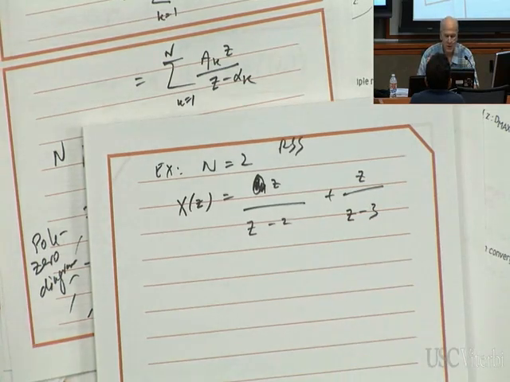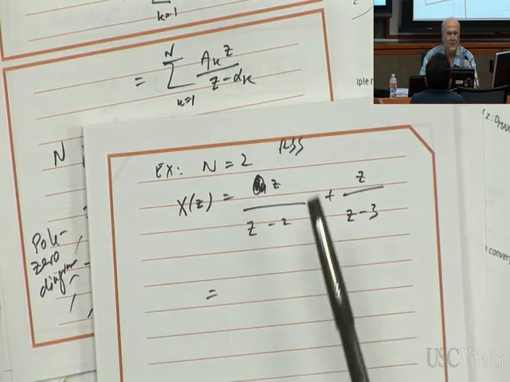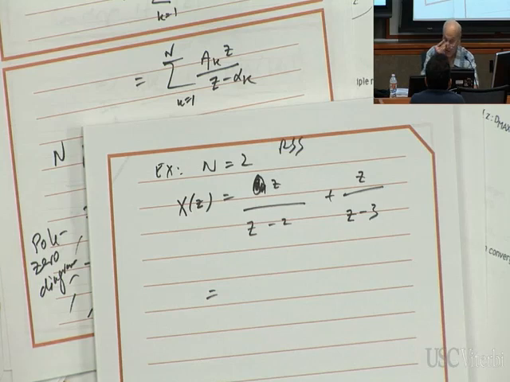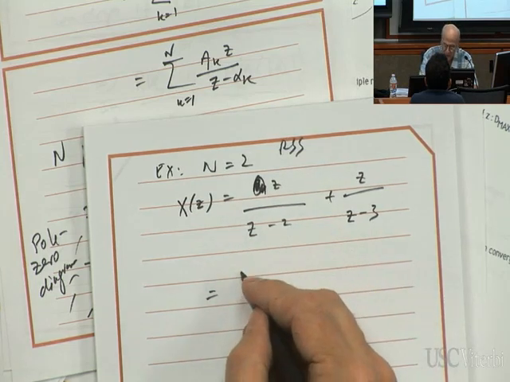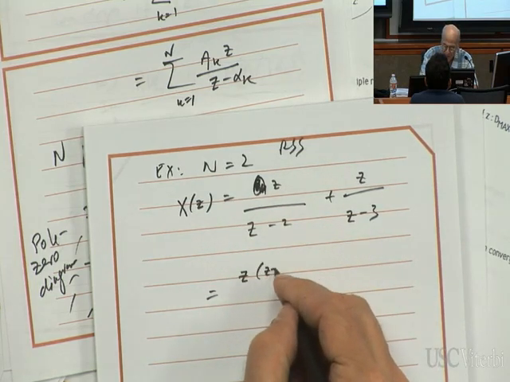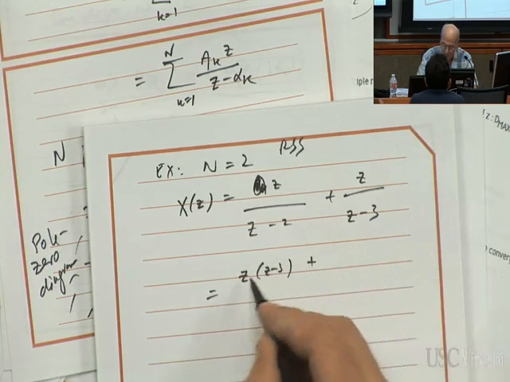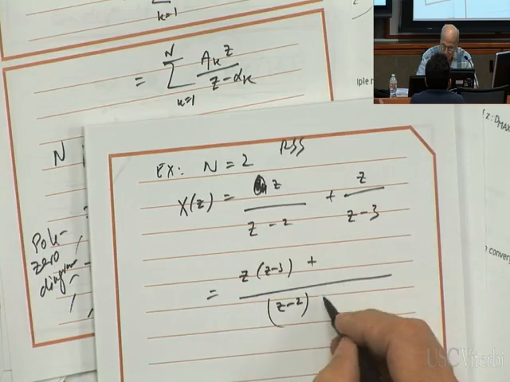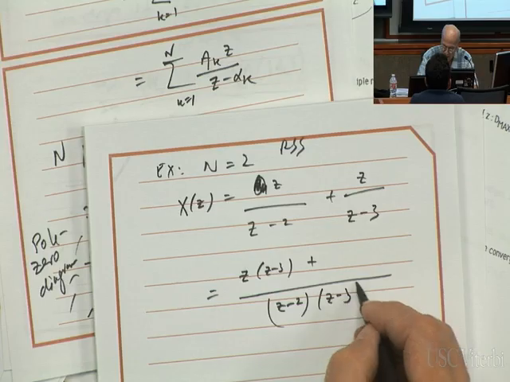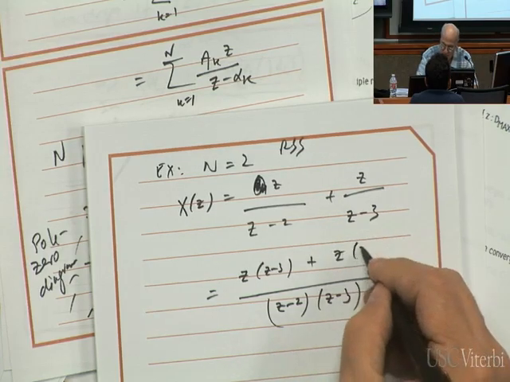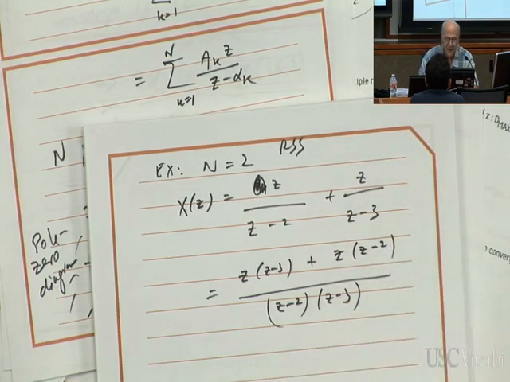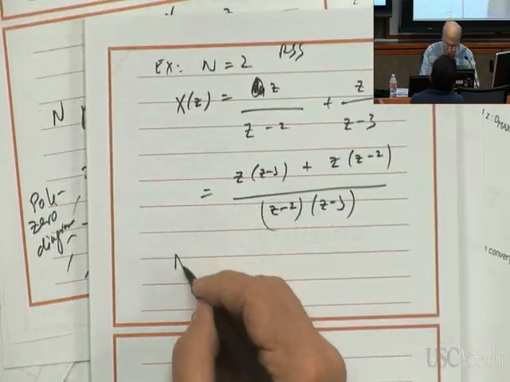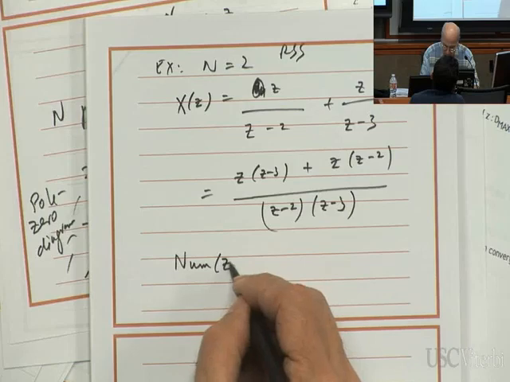Okay, but look, here's what I want to do. Let me combine those together. You know the old common denominator trick? So that's going to be Z over Z minus 3. I just want to point this out. Plus, this is over Z minus 2 times Z minus 3, plus Z times Z minus 2. Okay? So really, the numerator of Z, what does it look like?